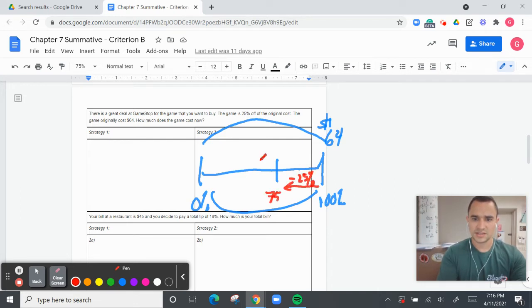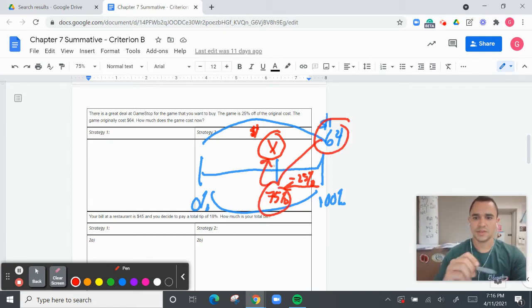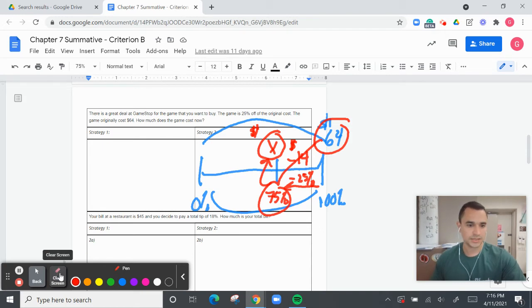So that means 75% is going to be our price right here. And then whatever you find X is, so you can just do 64 times 75 is going to give me that X. And that's going to be subtracting $14 there. So you can draw a diagram too, whatever floats your boat, as they say.